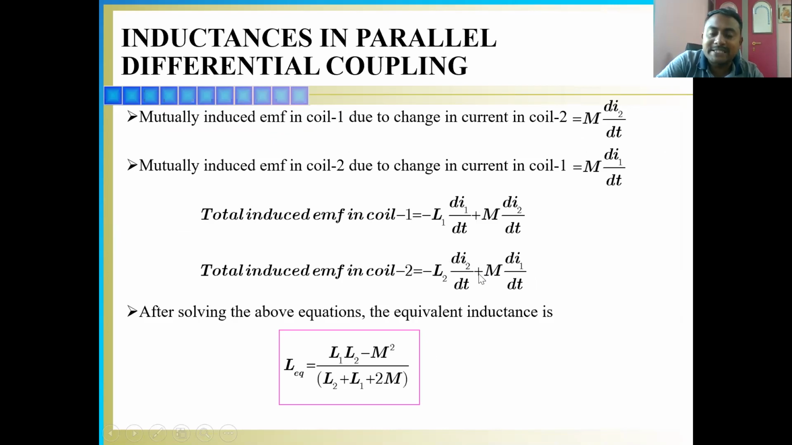Okay, if you do the same derivation as I showed in the previous one, you will get the final result as L1 L2 minus M square by L1 plus L2 plus 2M. Okay, in the denominator for the parallel additive we get minus 2M, and in the denominator for the parallel opposing, we get positive 2M.